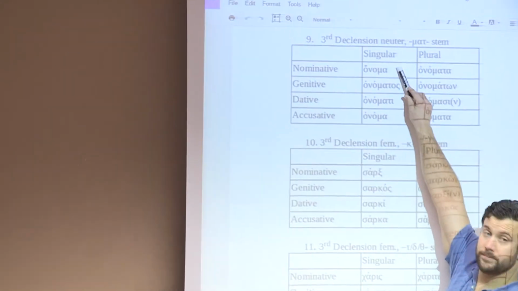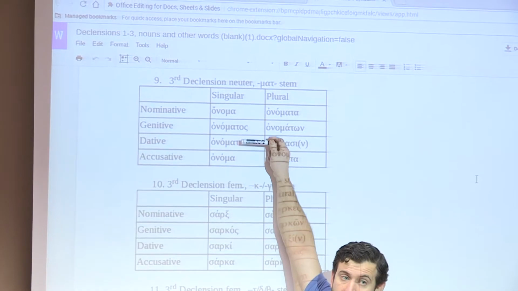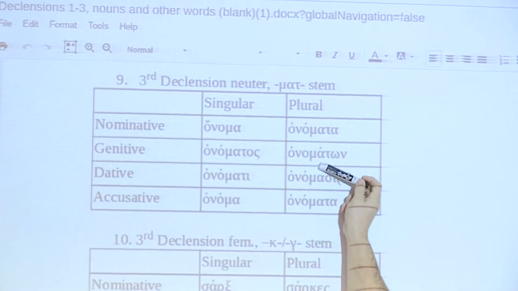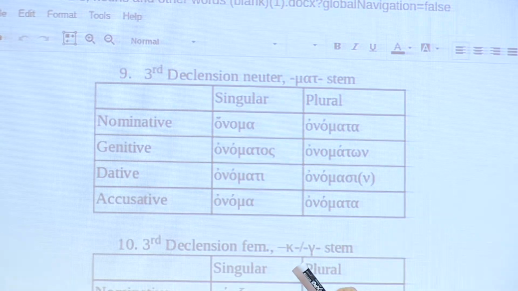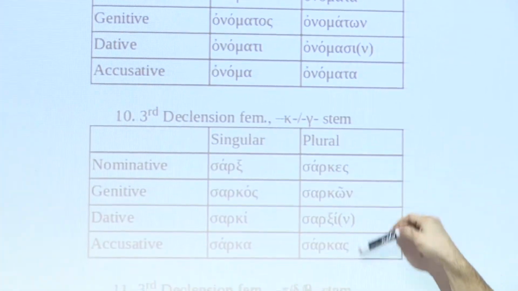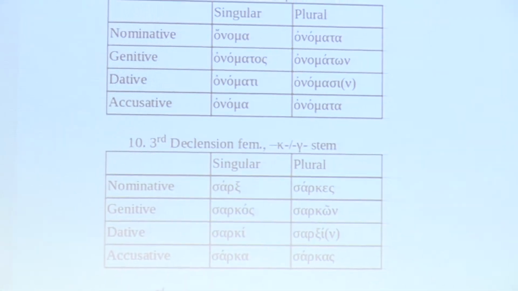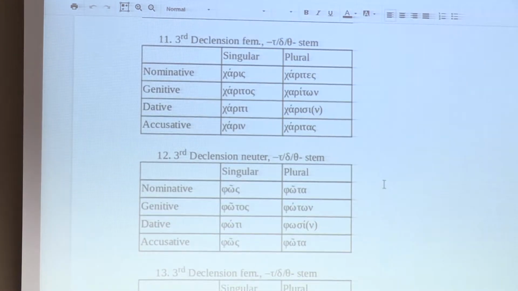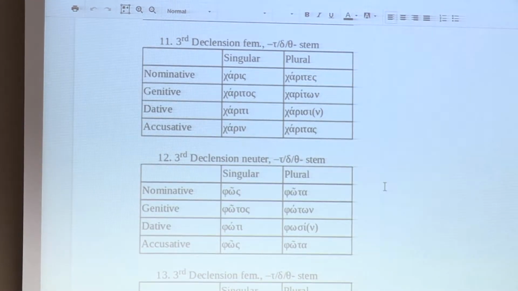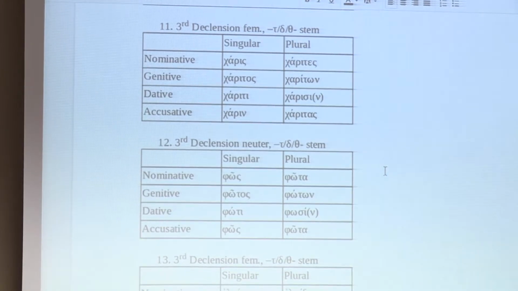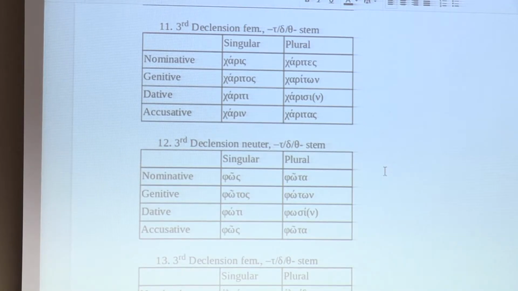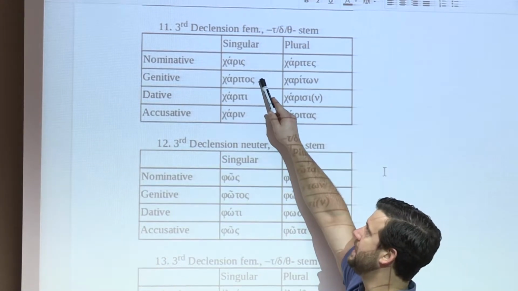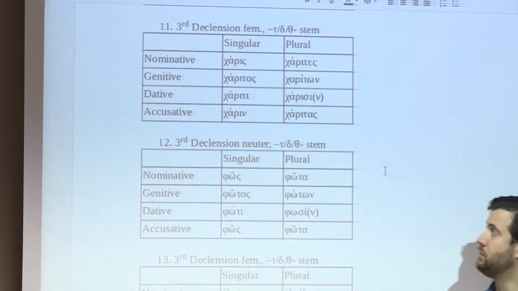Again, what are the endings for the third declension neuter? No ending in the nominative, no ending in the accusative, right? So, -os, -si, -a. For the masculine or feminine, it's -s, -os, -i, -a; -es, -on, -si, -as. So the nouns introduced in chapter 11, it's the same endings, but again, it's just different stem change patterns. So you've had neuter nouns with stem ending in mat, and you've had nouns with stem ending in a kappa. Now they introduce third declension nouns with stem ending in a tau or a dental.